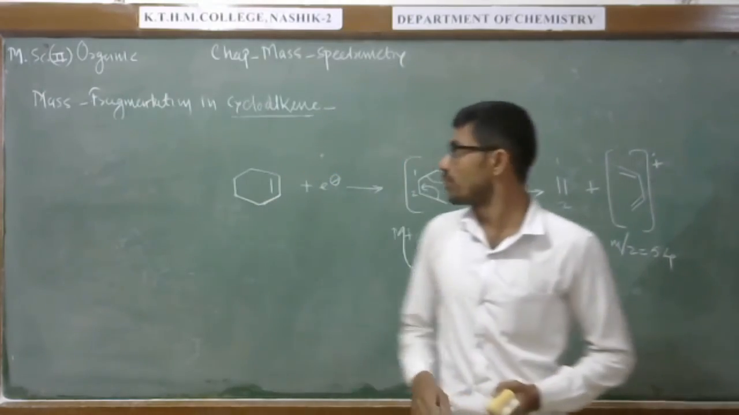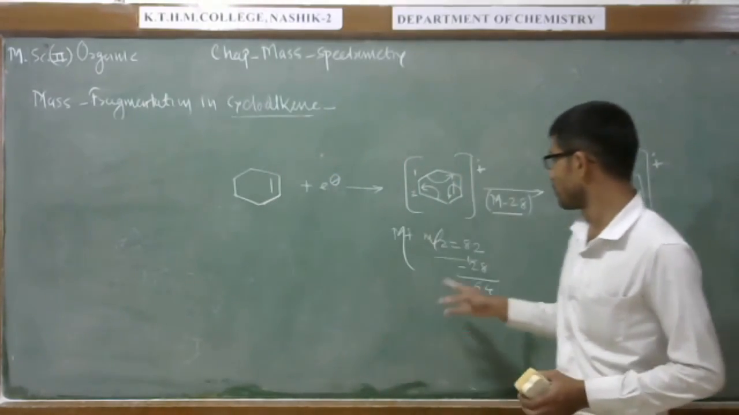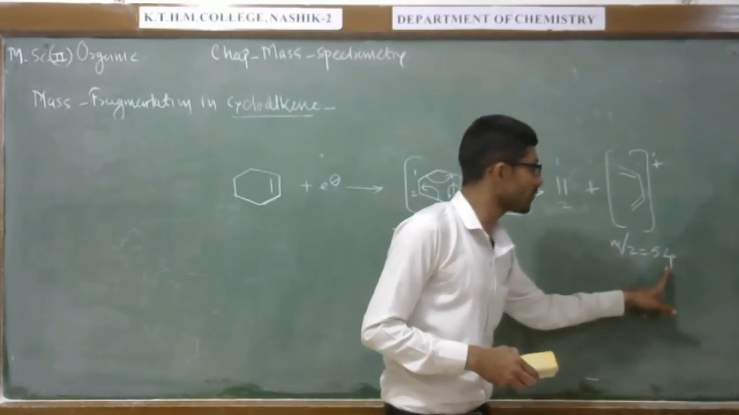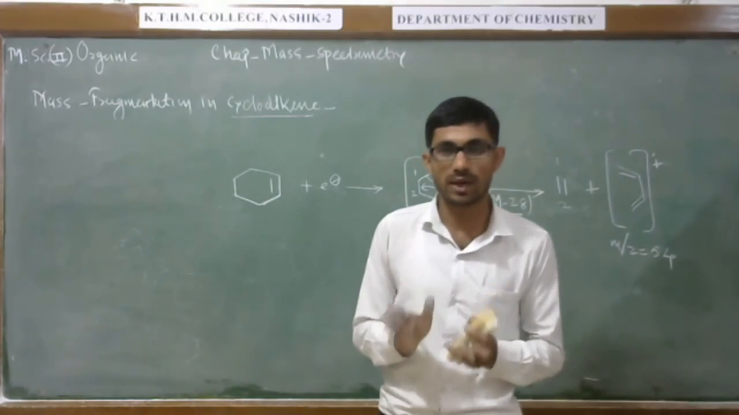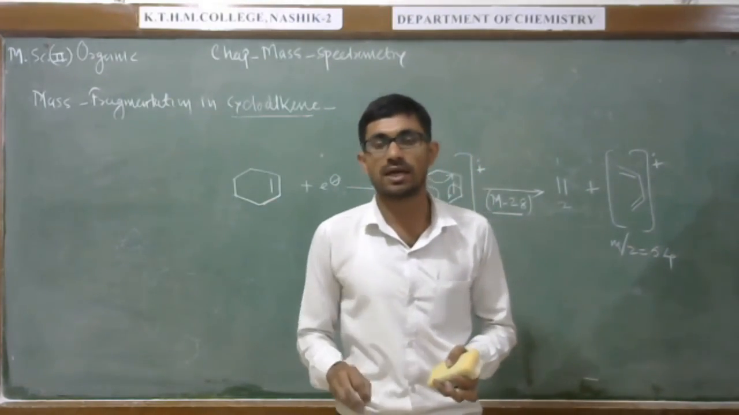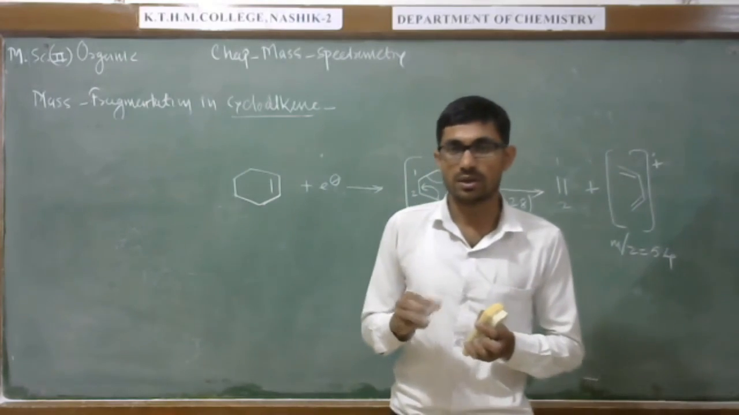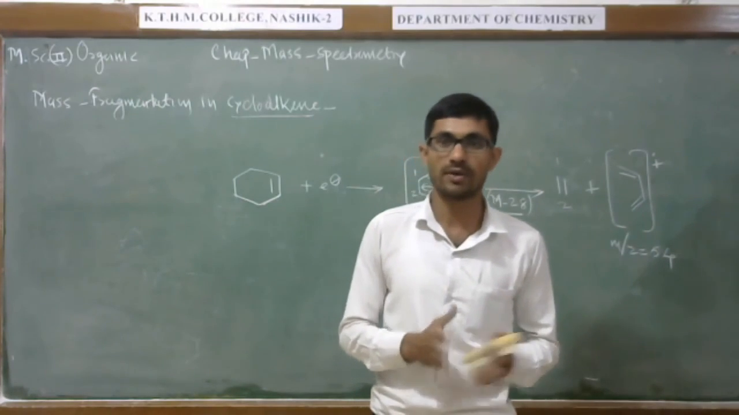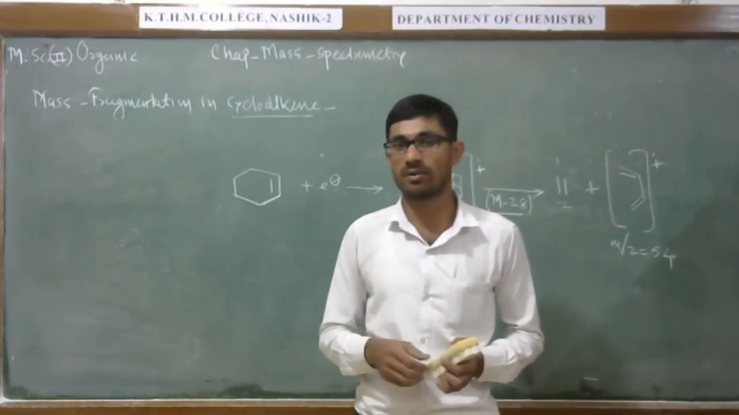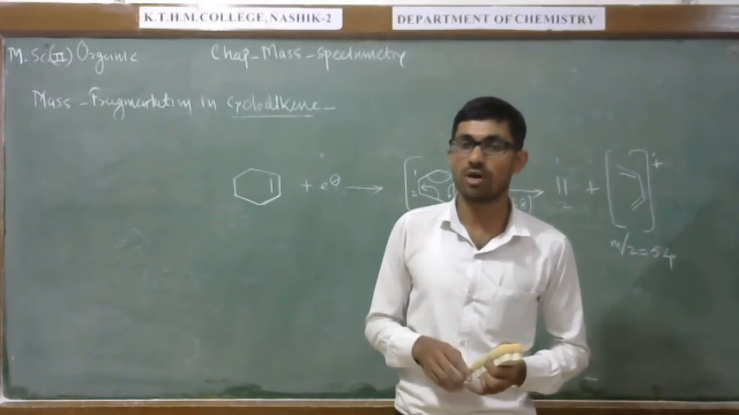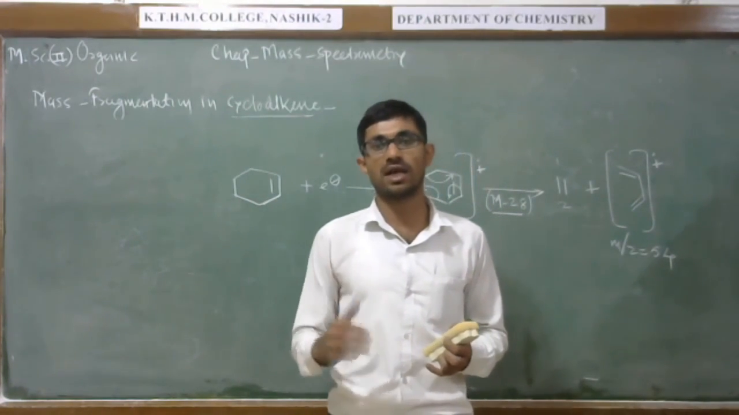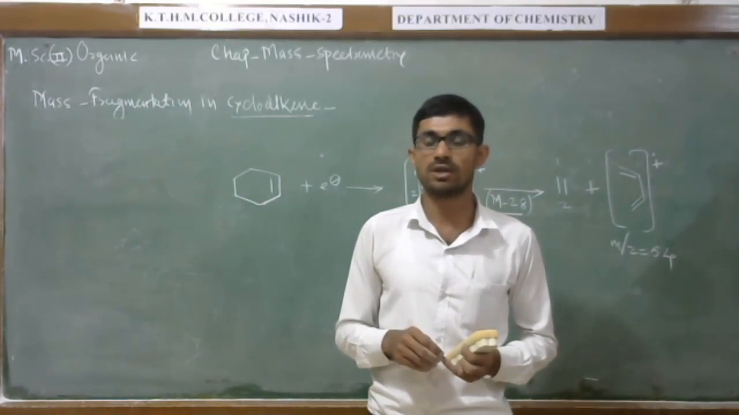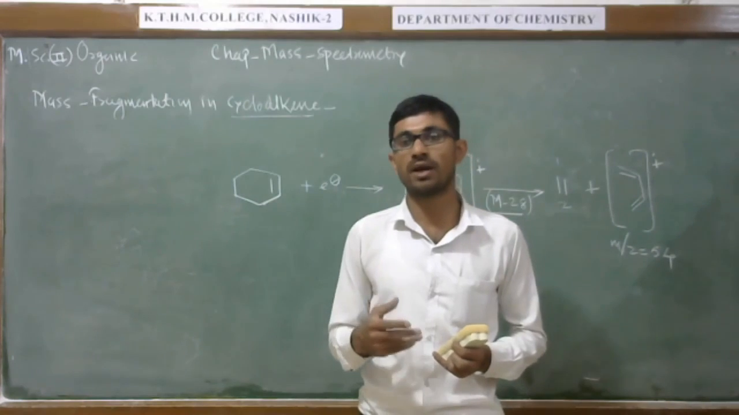So a peak at mass to charge ratio 54 indicates that the compound is a cycloalkene, in which the retro Diels-Alder reaction occurs during mass fragmentation, and because of that we can observe this kind of peak. So this is all about the mass fragmentation in alkene and cycloalkene. In the next lecture we will discuss the mass fragmentation in alkyne and aromatic hydrocarbons.